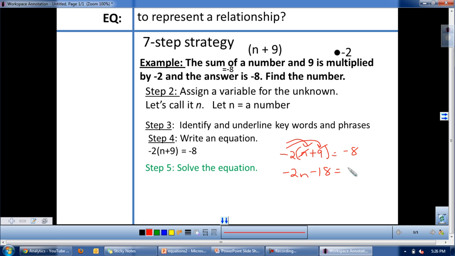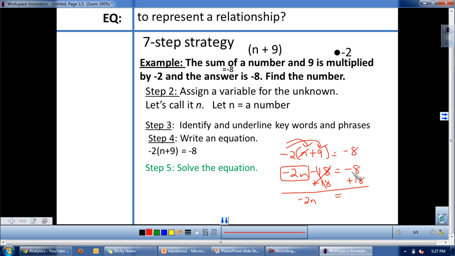Bring down the equal sign. Bring down -8. Next, we are going to box the term with our variable. This is what we want to keep. This is what we want to undo. The reverse operation of subtracting 18 is adding 18. So we need to do the same to both sides to keep our equation balanced. Bring down -2n. -18 and +18 cancel out because they equal 0.